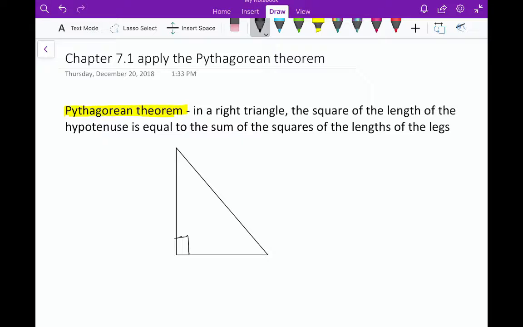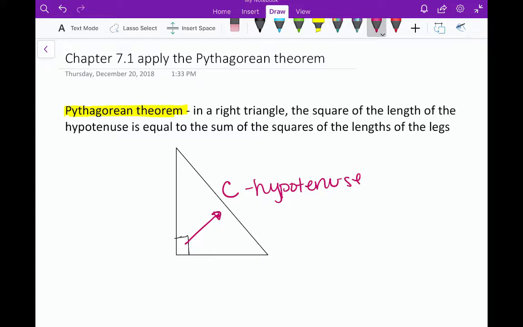First of all, we need to make sure we know the vocabulary for a right triangle. So here is a right triangle. This triangle obviously has three sides. This side, C, is the hypotenuse, and it is the longest side, and it is across from the right angle. The hypotenuse is always the longest side, and it is across from the right angle.